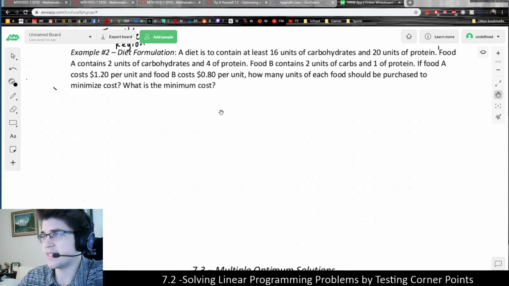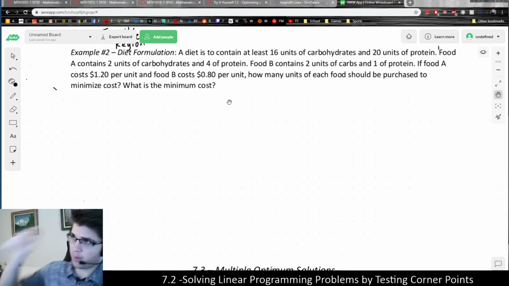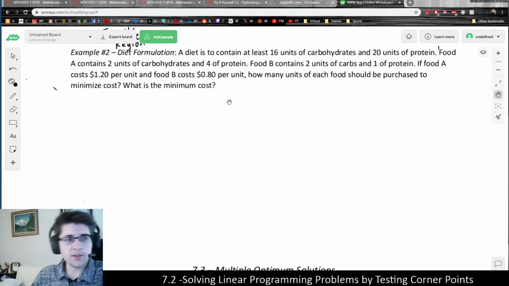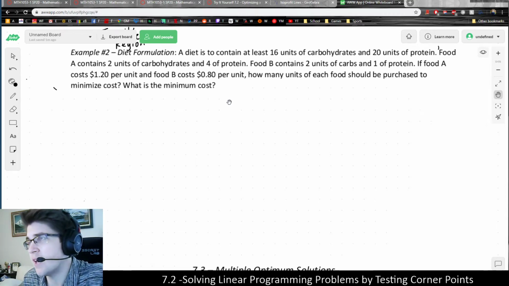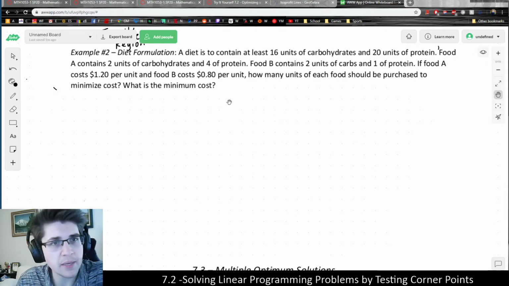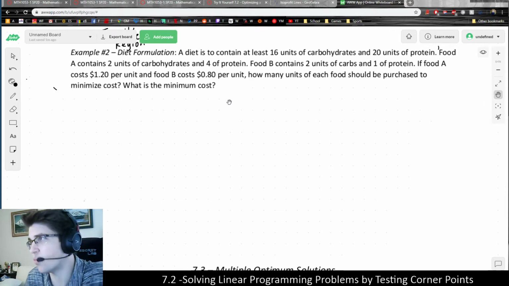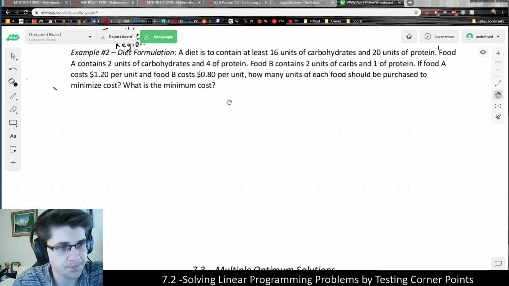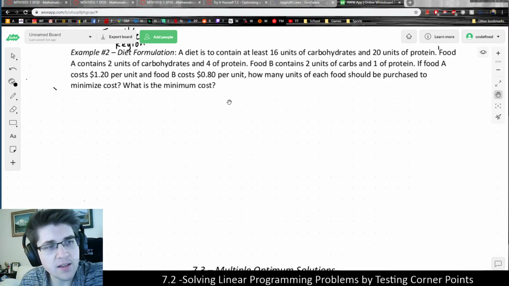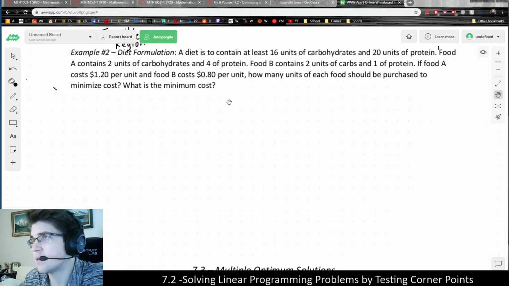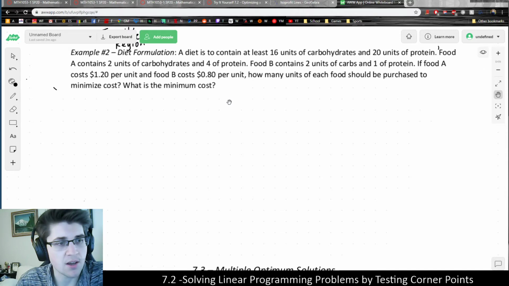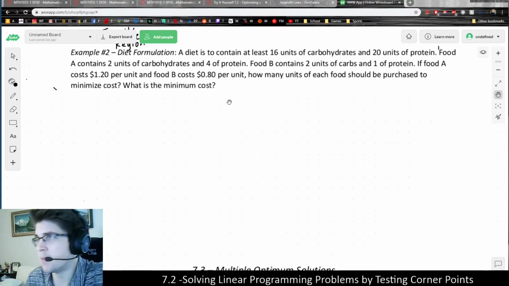So it says a diet is to contain at least 16 units of carbohydrates and 20 units of protein. Food A contains 2 units of carbohydrates and 4 of protein, while food B contains 2 units of carbs and 1 unit of protein. If food A costs $1.20 per unit and food B costs 80 cents per unit, how many units of each food should be purchased to minimize cost, and what is the minimum cost?